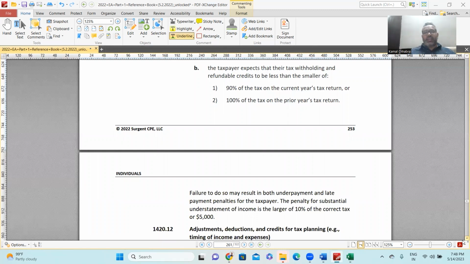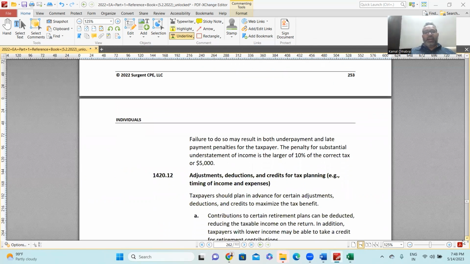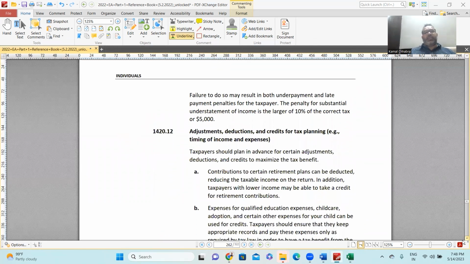But in case it is less than that, then failure to do so may result in both underpayment and late payment penalty to the taxpayer, and the penalty for the substantial understatement of income is the larger of 10% of the correct tax or $5,000, right? 10% of the correct tax or $5,000, whichever is higher. Make sense?